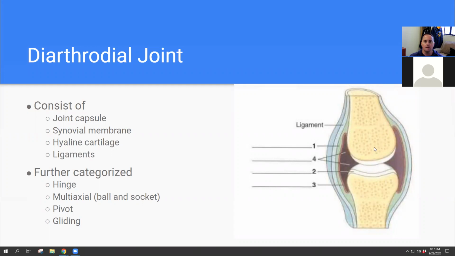Okay. The other key piece to these types of joints is the ligaments. Ligaments keep these joints together. If we did not have ligaments and all we had were these synovial structures, these joints would be very, very unstable, so we could dislocate them easily.